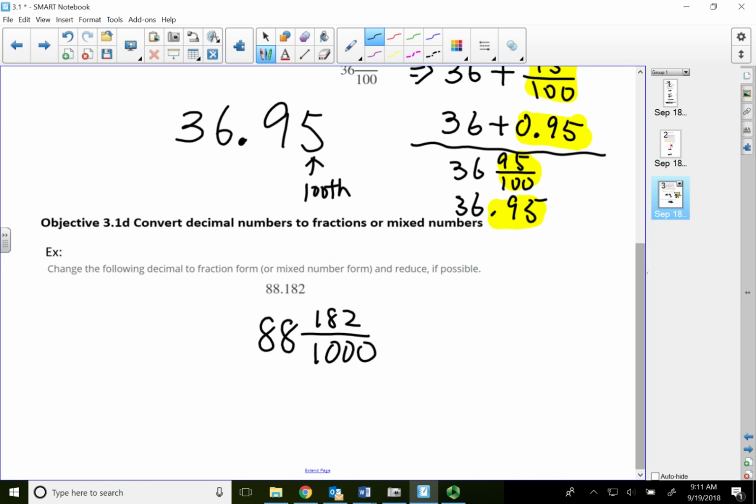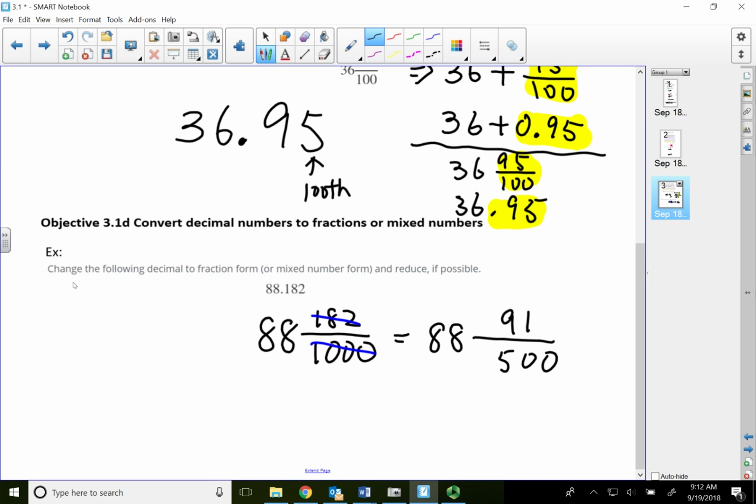All right, we need to reduce this real quick. The part we can reduce is the fraction part. So I can reduce by 2. 182 divided by 2 should be 91. 1,000 divided by 2 is 500. So my answer is 88 and 91 over 500. But this final answer actually came from the original reading of 88 and 182 over 1,000. It's just that I need to reduce it from time to time.